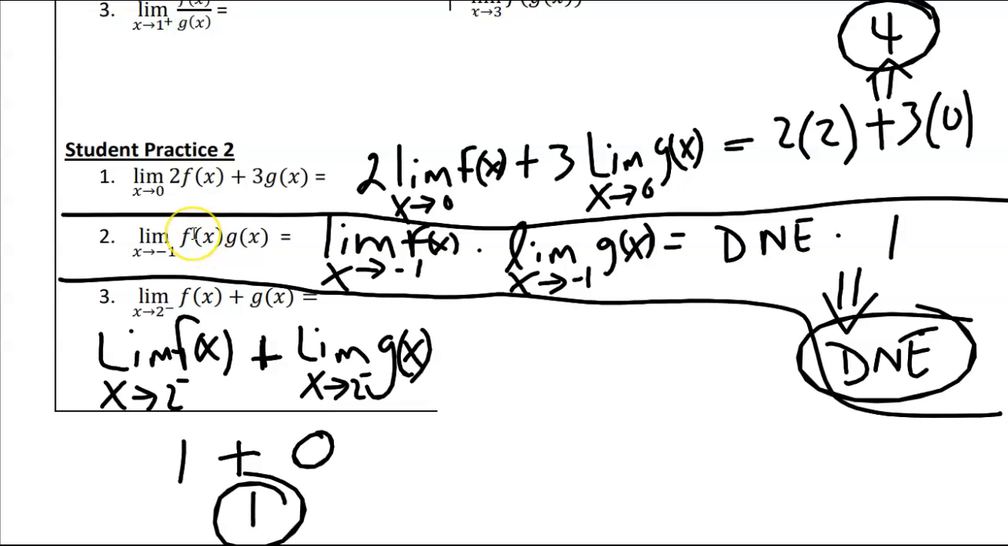All right. Let's go ahead and take a look at the next one here. So if I want to find the limit of f times g, I need to find the limit of f, and then I need to find the limit of g, and then I need to multiply those.